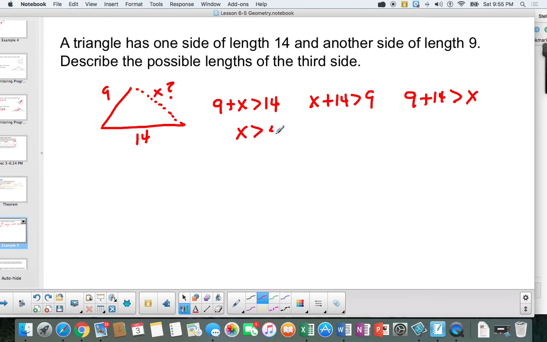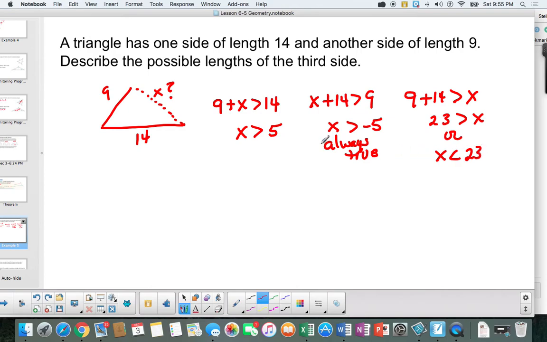This will be x greater than 5. And then this will be x greater than negative 5. Now x has to be a positive value, so this will always be true. It doesn't help us find our answers, but we know this is always true. And then this is going to be 23 is greater than x, or we can say x is less than 23.